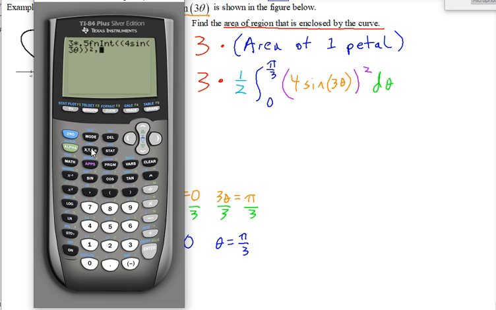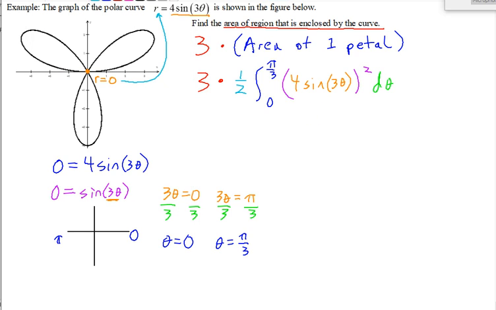Comma. Now when you hit this button, theta is our variable. Comma. Lower limit is 0. Comma. Upper limit is pi over 3. And you can see we get 12.566. And that's units squared, if you want to put it, but it's not specific units, so you don't have to write that. Just remind yourself it's area.